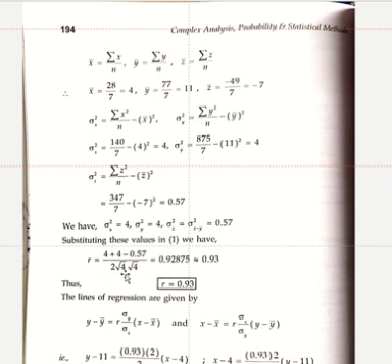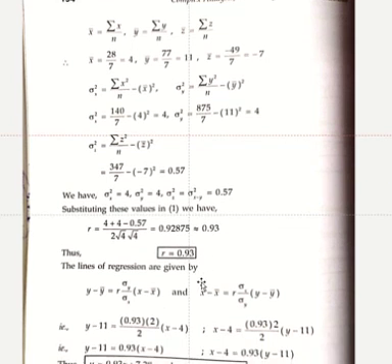Sigma x. What is sigma x? Root of 4, into sigma y. What is sigma y? Take the square root on both sides. Sigma y is equal to the square root of sigma y whole square. After simplification, we get 0.92875, which is nearly equal to 0.93. Therefore, this is the value for r, the coefficient of correlation. R is equal to 0.93.